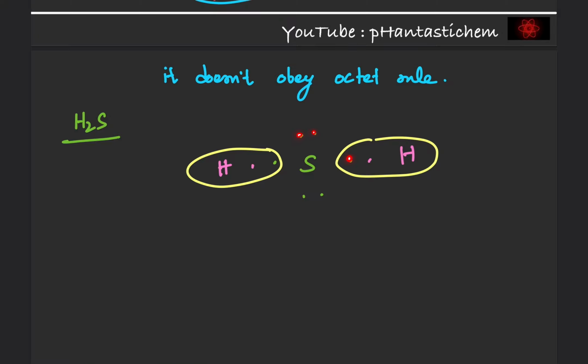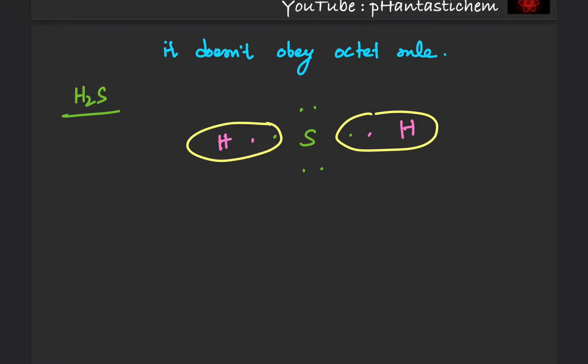S has 1, 2, 3, 4, 5, 6 valence electrons. One electron it shares with each hydrogen. Okay, and you can see S has 8 electrons around it: 2, 3, 4, 5, 6, 7, 8. So therefore it obeys the octet rule.